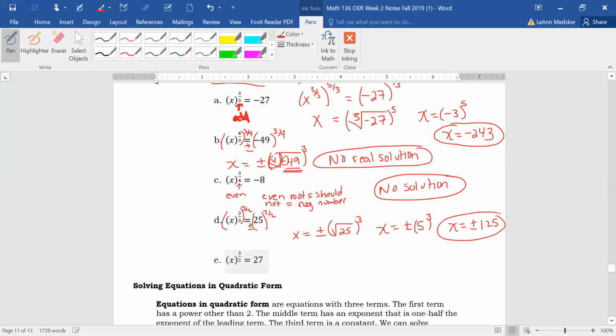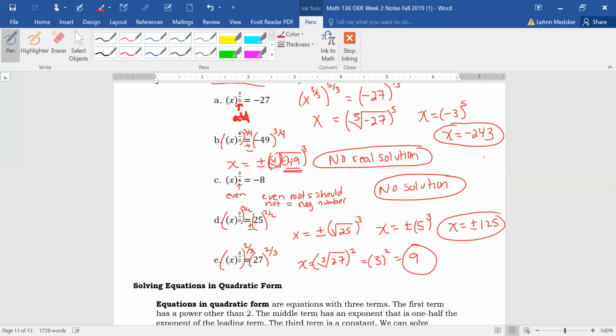This last one starts out as an even root. It's also equal to a positive, so that's good. But when we flip it now, it's going to be 2/3. So we don't need to add the plus or minus because when you flip it, it's no longer an even root, it's now an odd root. So this would just be the cubed root of 27, and then we're going to square it. So that is 3 squared, which is 9.